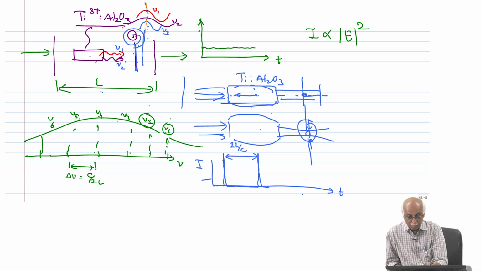Now, this pulse, which is sharp enough, has its electrical field adding up constructively, and the intensity, which is proportional to E square, will be very large. As soon as we move away from this point, the phase will be different, the phase for each of these wavelengths will be different.